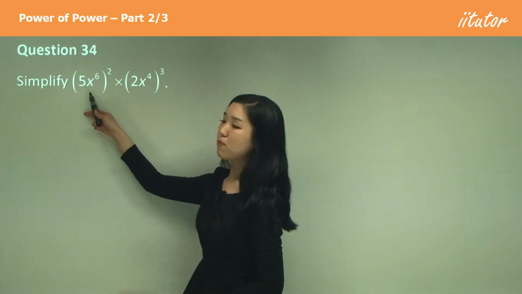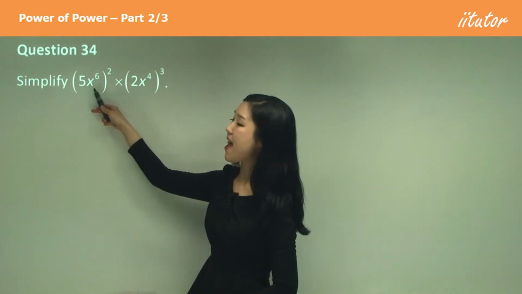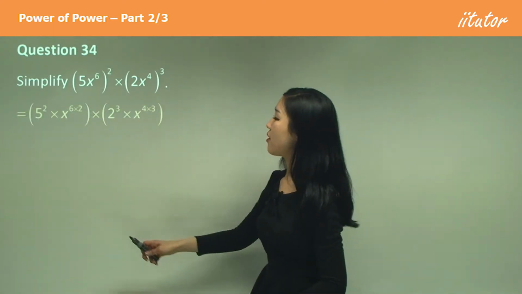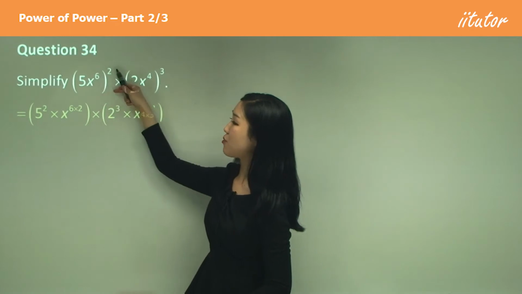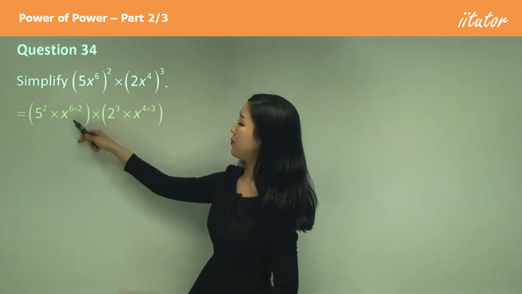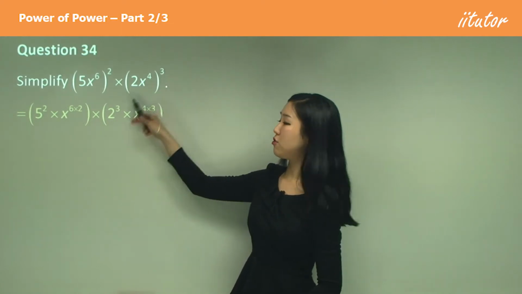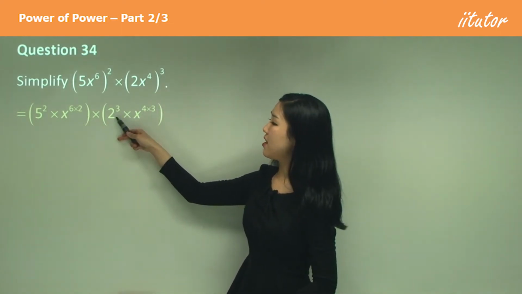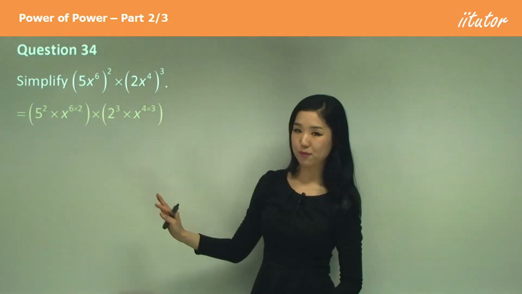Again, guys, we're having brackets. Make sure you power 2 to everything. So 5 and x to the power of 6. So I'll have 5 squared times x to the power of 6 times 2. We multiply these powers, don't we? Times 2 cubed. So you have to cube the 2 as well. And then you have to multiply these powers. So x to the power of 4 times 3.